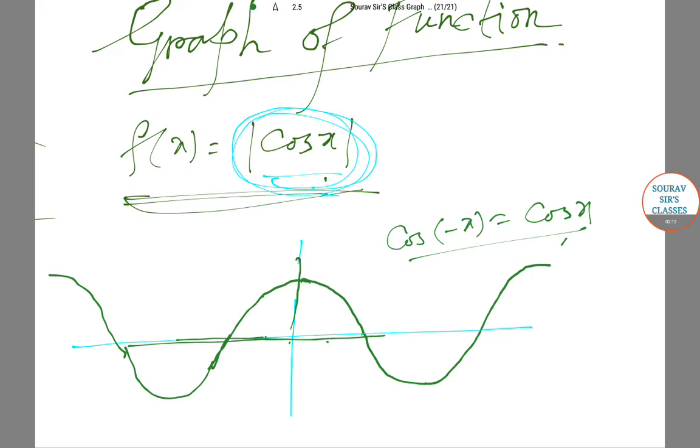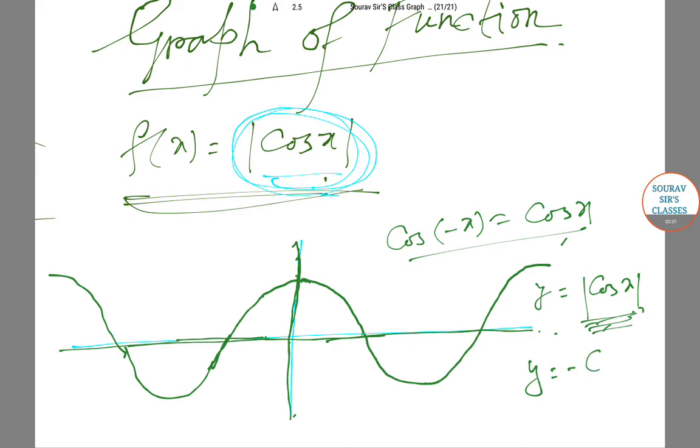Now this is the x axis and this is the y axis. Now we will put a mod here. It is y equal to cos x. Now we are putting mod here, so cos x cannot be negative, and when cos x is negative, we will take the positive value of cos x, that is minus of cos x.